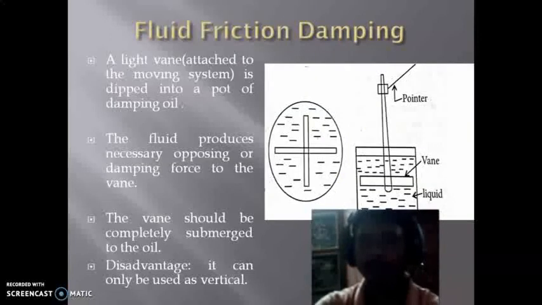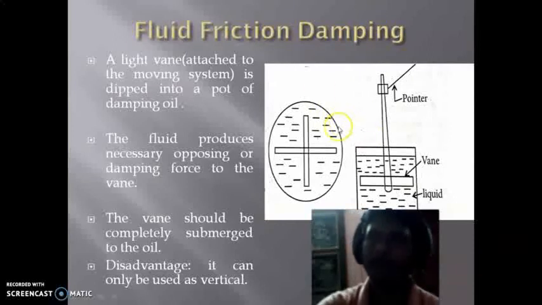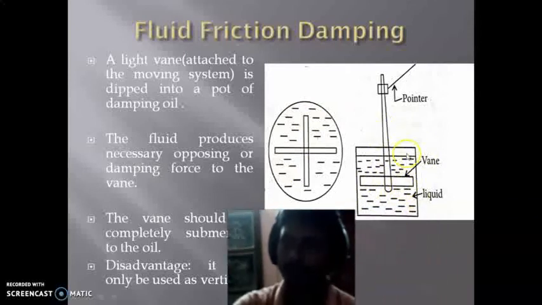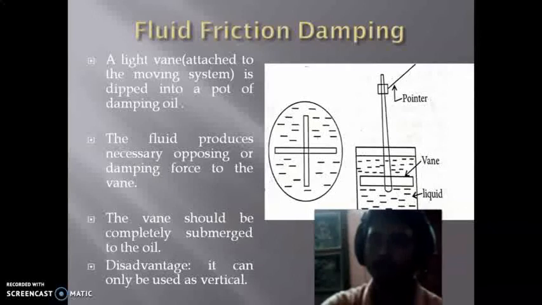Next one is fluid friction damping. This is the top view, and this one is the side view. In a chamber, we have some oil or liquid, and the fluid produces the necessary opposing or damping force to the vane, so that at its final position the vibration or oscillation can be stopped.